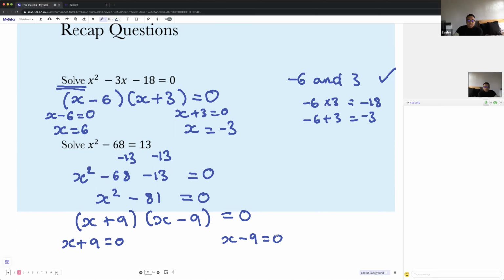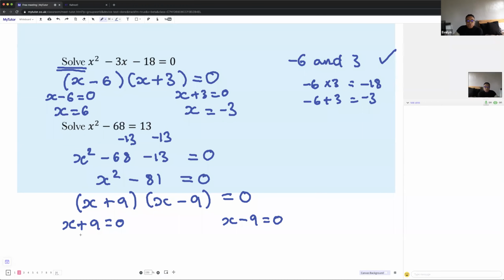So we've got the left-hand side, and then to solve on the left-hand side, we need to subtract 9 on both sides. So x equals -9. And on the right-hand side, we need to add 9 to both sides. So x equals +9. So you should get x equals -9 and x equals 9 for that one. So well done, guys, for getting that. Hopefully it does make sense.